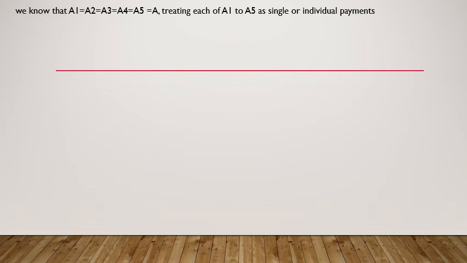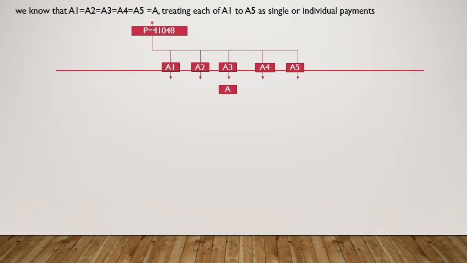I rewrite the cash flow diagram. So 5 years of uniform cash flow, A1, A2, A3, A4, A5. Just for the time being, let me assume them as A1, A2, A3, A4, A5, and I know that they are all equal and I call them A. And I know that the present worth of these cash flows is 41,048, which I have already calculated.